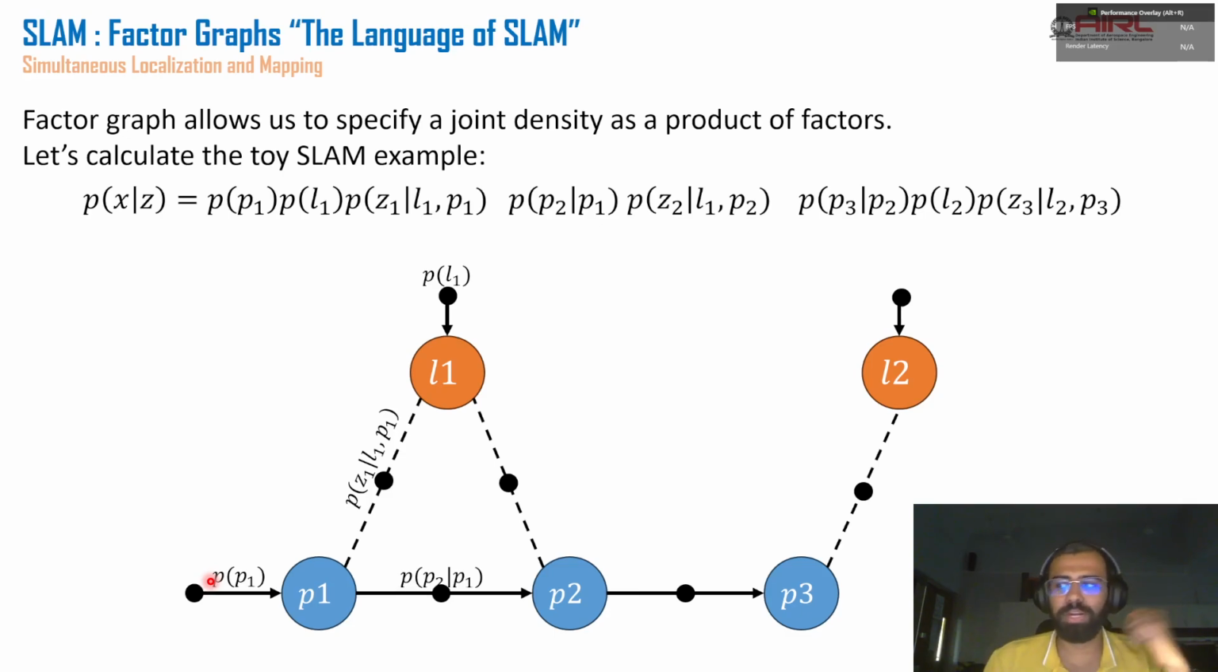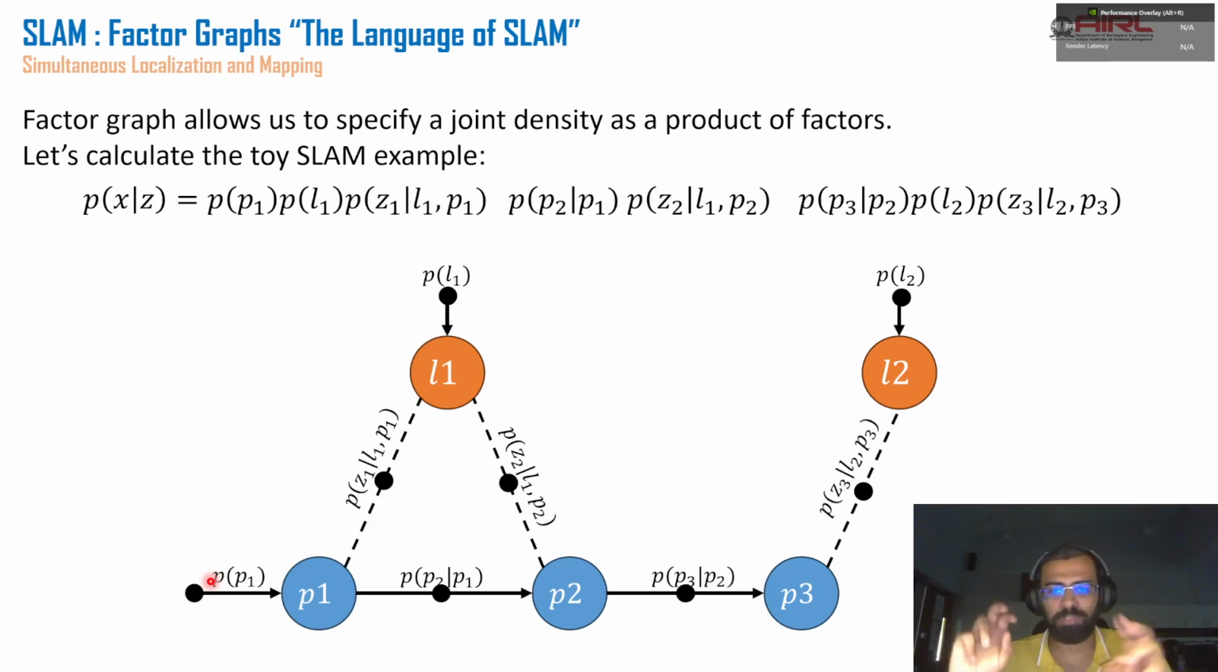Then we go from P1 to P2, and how the state updates, that probability comes into play. And then the probability of, being at P2, what is the probability I would have seen L1, and then P3 I go to, and then PL2 comes into play, and then the probability of observing PL2 given this particular landmark, the L2 landmark, and my pose P3. So we see that a particular state, given a particular set of observations, can be predicted in this product of factors fashion.